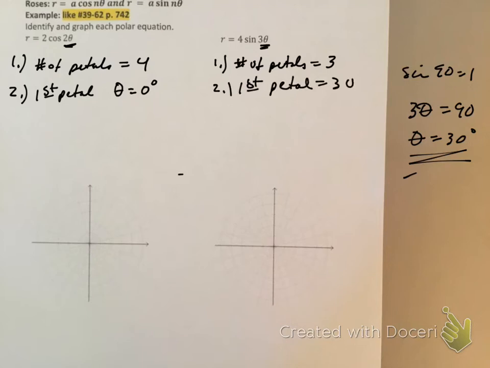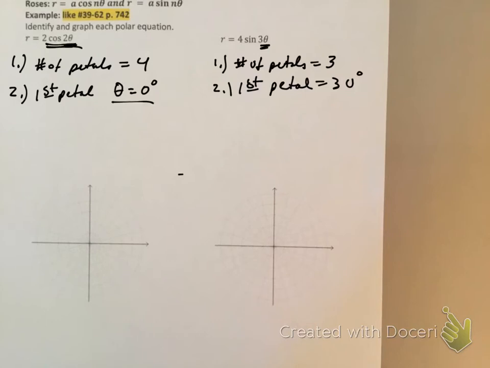Alright, so if you're looking for a rule, I can give you a rule. Oh heck yeah, I can give you a rule. And again, all this is on that sheet. If you don't print it out or look at it, you're crazy. For cosine, it's always going to be a first petal at 0 degrees, always, because that's where the biggest value occurs.